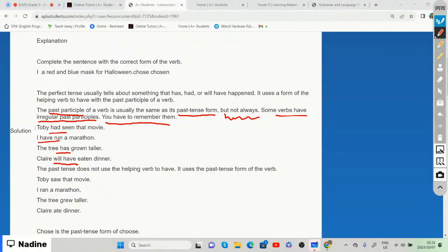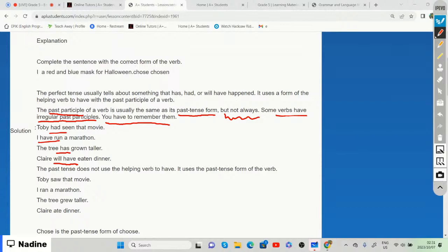But that is the past participle, right? And we see the past participle of a verb is usually the same as the past tense form, but not always. Some of the verbs have irregular past participles. You're just going to have to remember it.